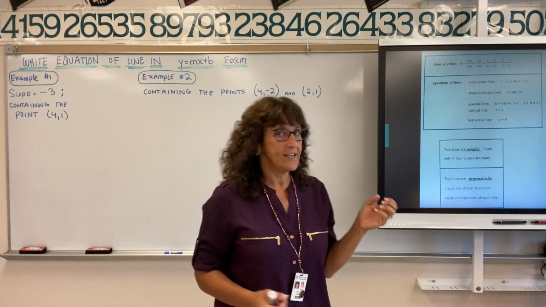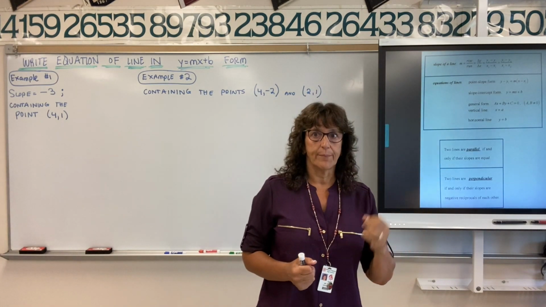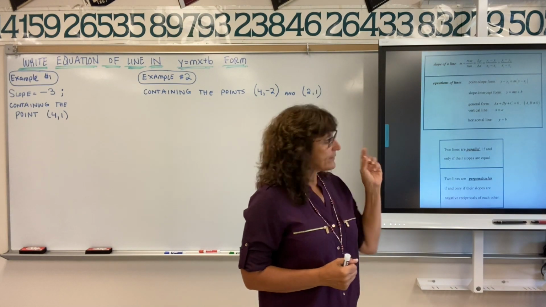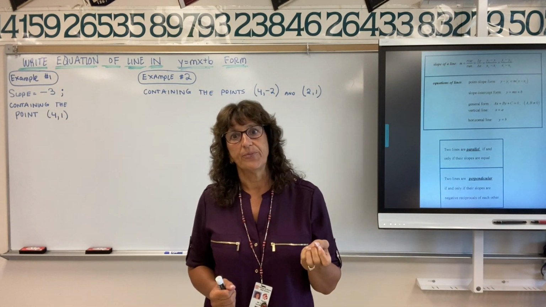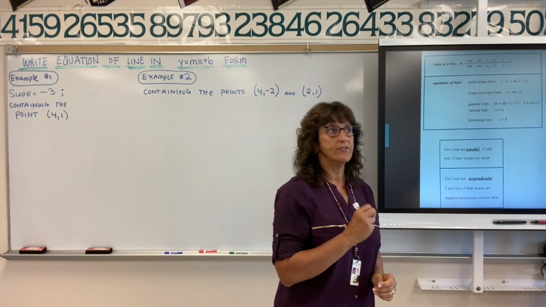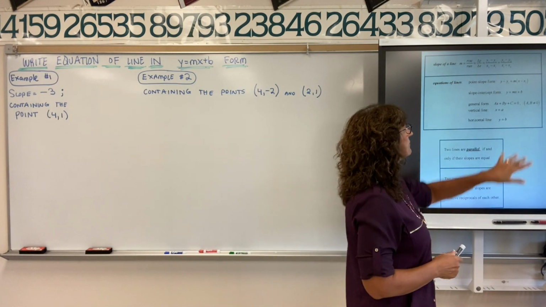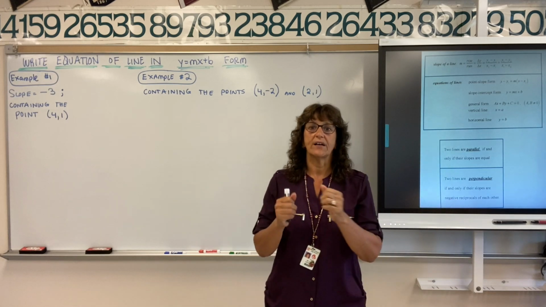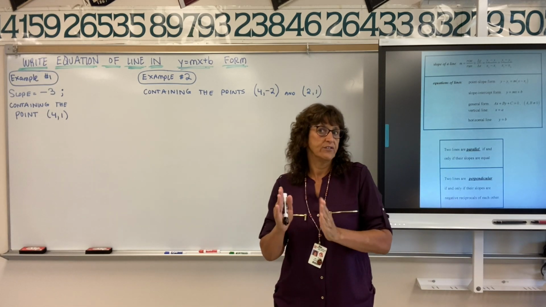When you see capital Greek letters like delta in a mathematics class, it means a change in something. It means the difference. So you're going to subtract the y's, the difference of the y's in the numerator, and the difference of the x's in the denominator. In whatever order you subtract the y's, subtract the x's, just make sure you're consistent and do the same order.